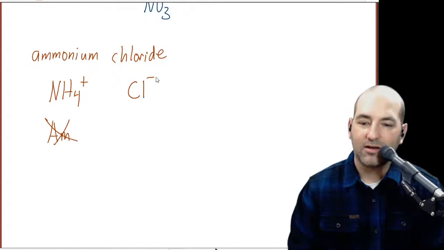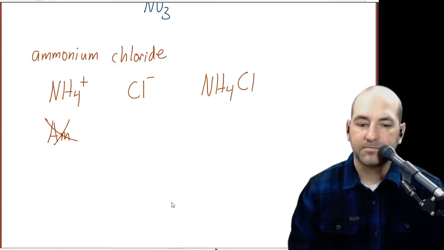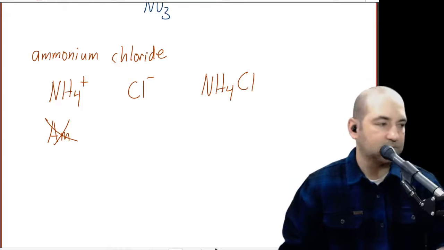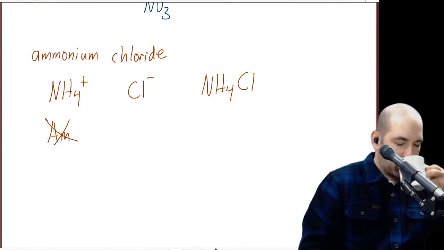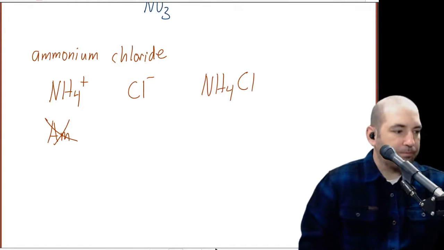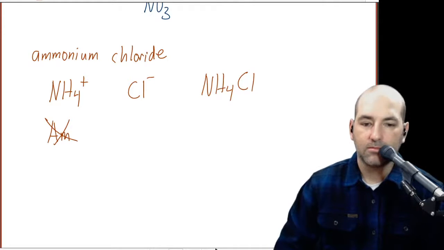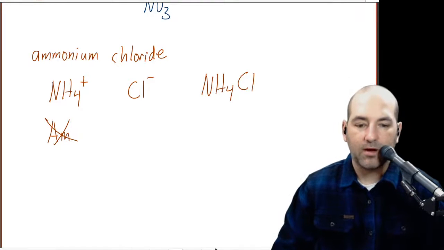And then chloride here is Cl-. So this compound, 1 plus 1 minus, we don't need to change the ratios. It just ends up being NH4Cl. All right, any questions about any of that stuff? Okay. Well, if questions come up later, please let me know.